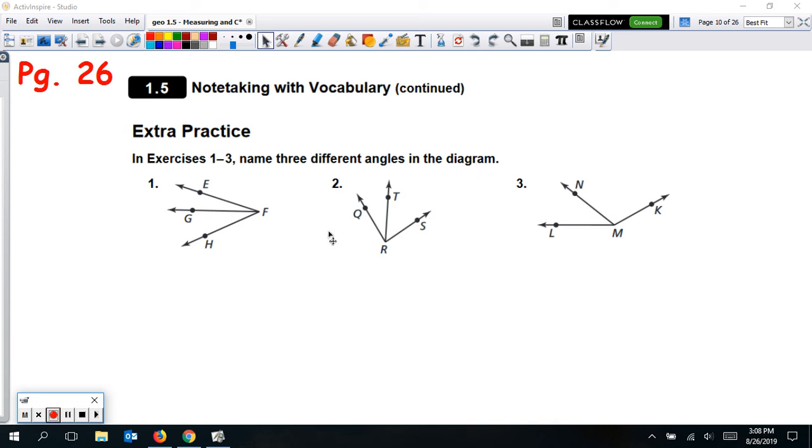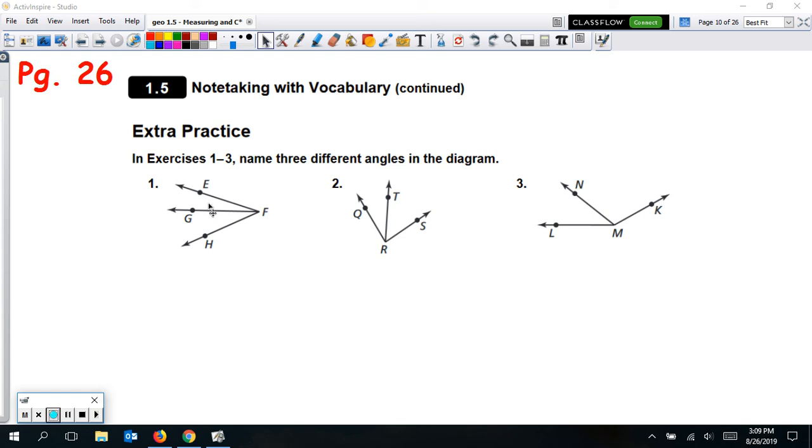Now since F has 3 lines going to it, not just 2 rays coming from F, it's a vertex for all 3. You cannot say angle F. If you said, I'm going to name this angle F, well, which one are you talking about? Are you talking about the top one, the bottom one, or this one? So you can't use angle F on this one. You have to use the 3 letters with these points up here. So let me do the first one for you, and then you can try 2 and 3.